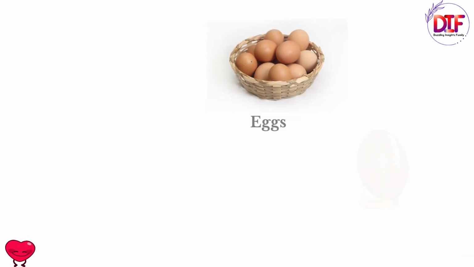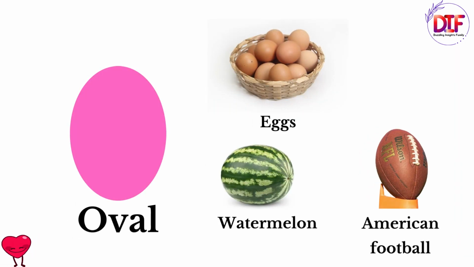Another shape we have here is oval. O-V-A-L, oval. Examples of this shape oval are eggs, watermelon, and the American football.